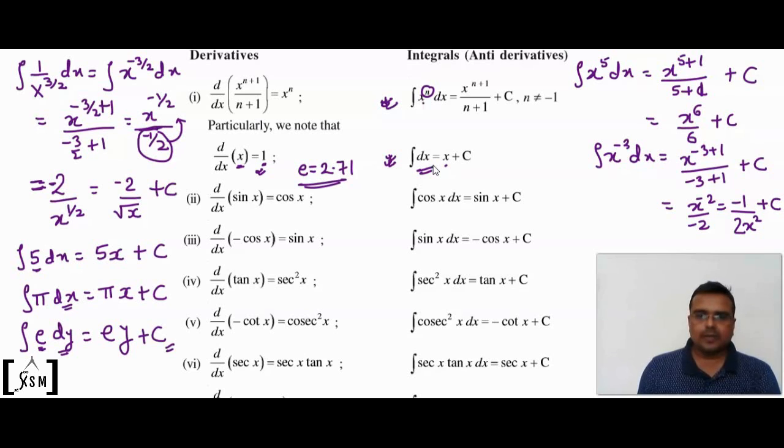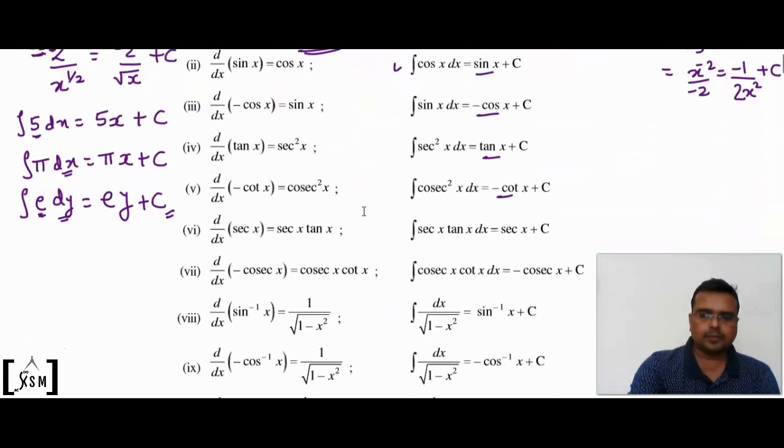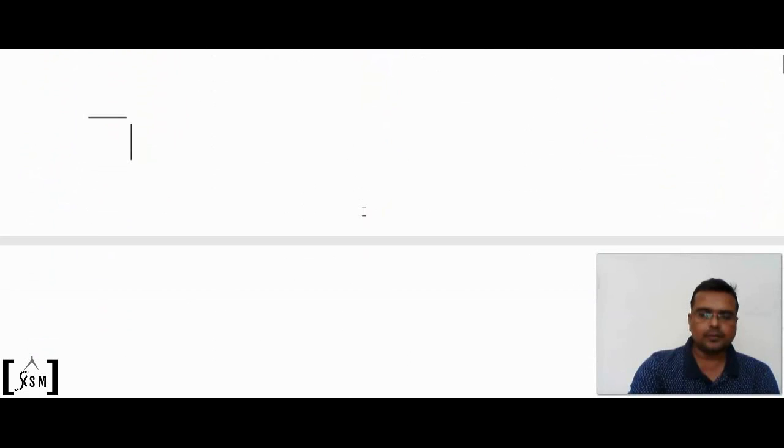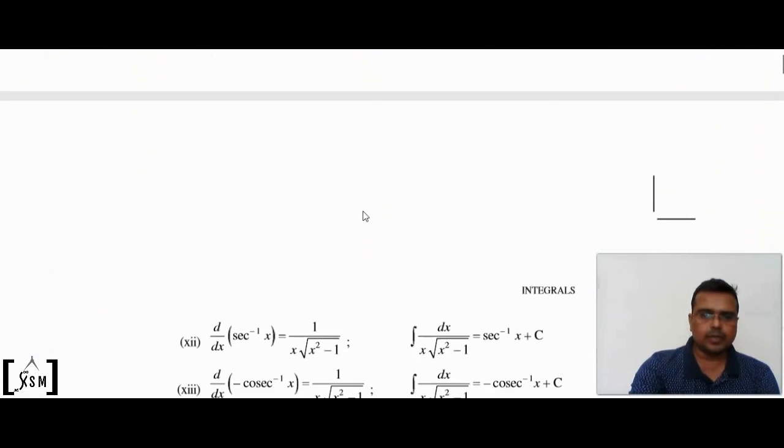So like that we have different formulas of integration. Cos x integration is sin x, sin x is minus cos x, sec square x integration is tan x, cosec square x is minus cot x, and like that, right? Let's move on. So you have all the formulas with you. We'll do the questions.